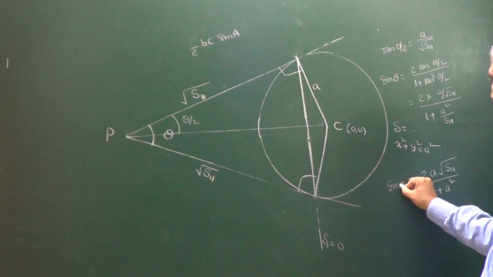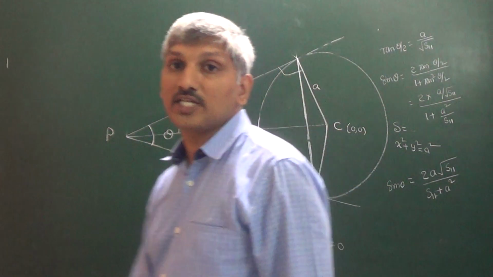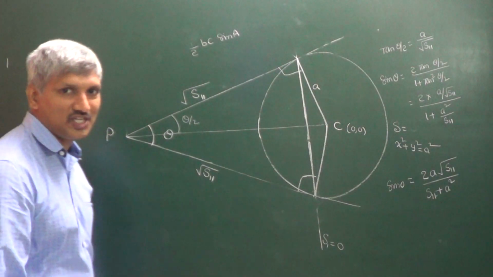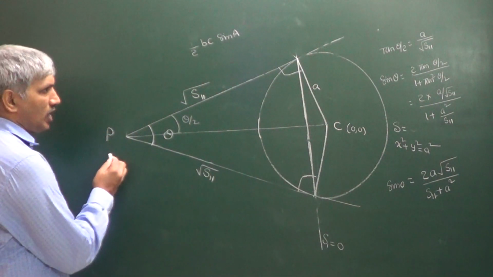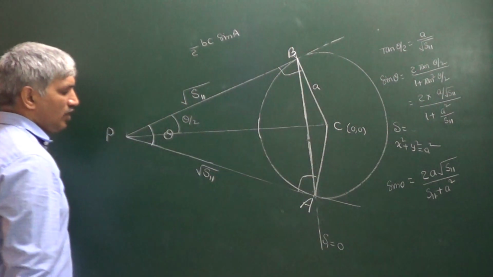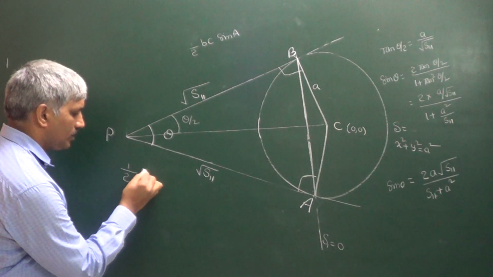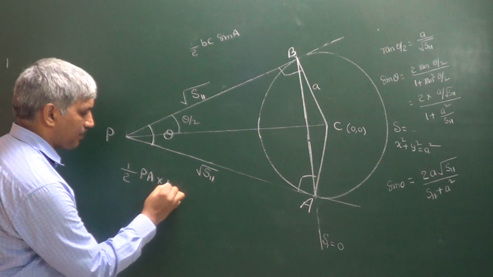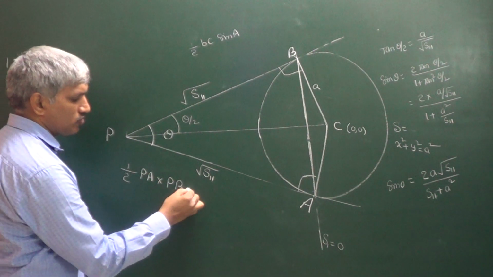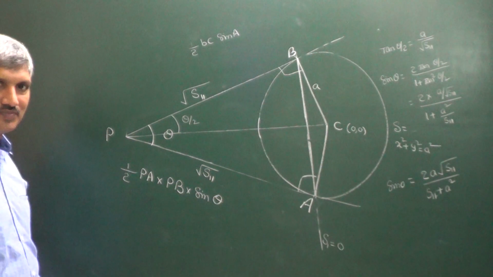I hope everyone followed, because here by root over s11, here root over s11, one cancels and you are left with root over s11, right? So that is the sin theta value. Why we are finding the sin theta value, I will discuss here. We have to find out the area of a triangle PAB. For finding the area of a triangle PAB, what can we apply? Half into product of the sides PA into PB into sine of angle between those two sides.